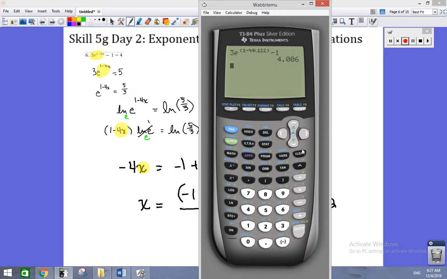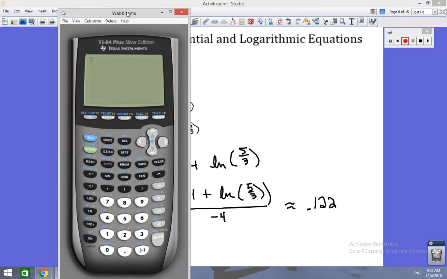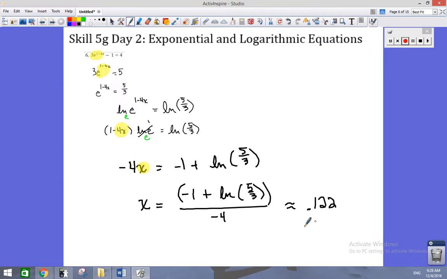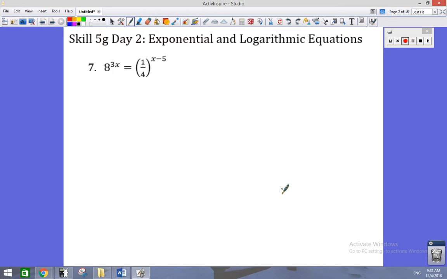Oh, well, I was going to point something out, and I can't pull it back up. Anyway, that's my answer. So let's move on to the next problem and see what we have here.